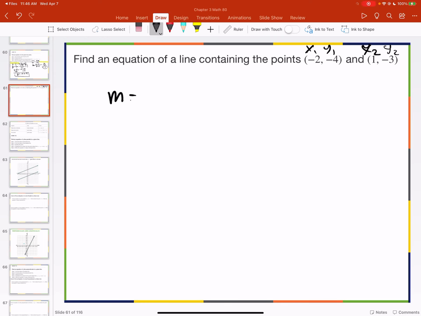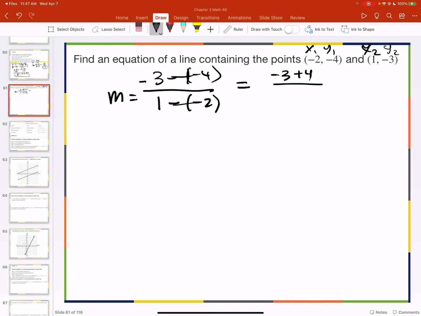So the slope, change in y, remember to put in parentheses if you're subtracting a negative, over change in x. Okay, so if you write the parentheses, it's very easy to see. When you subtract a negative, it's the same as adding. Why? Because the opposite of a negative is a positive, okay? So this becomes negative 3 plus 4, and then down here, 1 plus 2. So we get on the top 1/3. Okay, so now I have my slope.